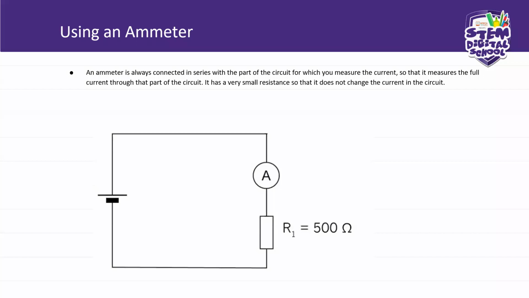Ammeter is used to measure what? What do you use the ammeter for? We are measuring what? Grade 9. What are you measuring using an ammeter? We are measuring current. We use an ammeter to measure current.